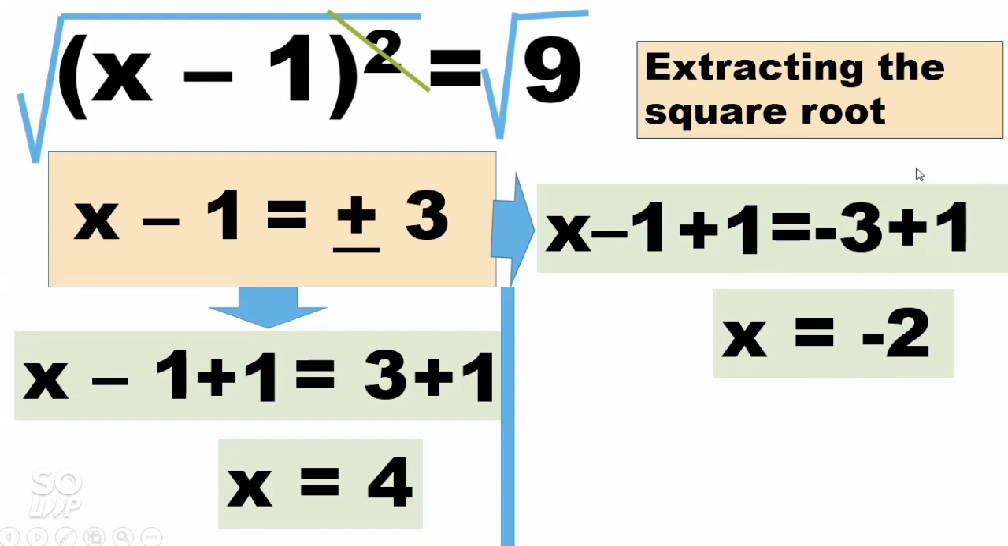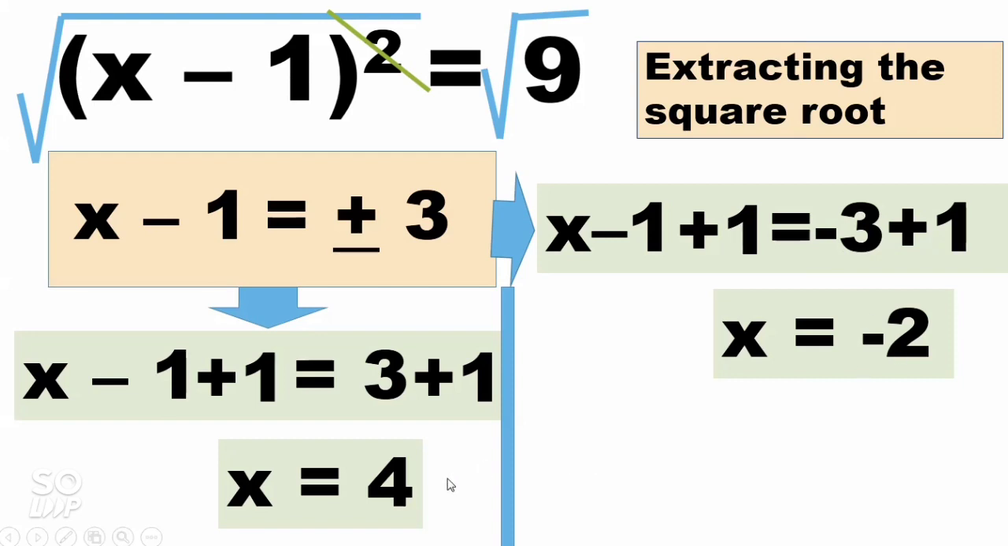Bakit negative 2? Again, pag nag-a-add tayo ng integers, pag same sign, ina-add. Pag different sign, sinusubtract. Since different sign ito, isusubtract natin. 3 minus 1 equals 2. And then, copy the sign of the bigger number. So, the bigger number is negative 2.